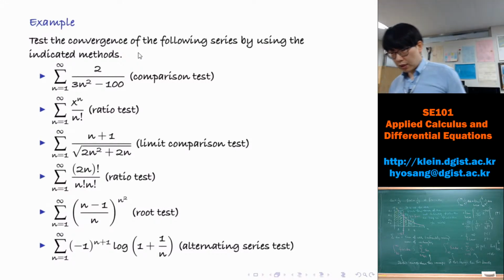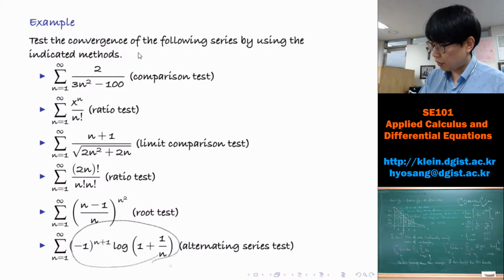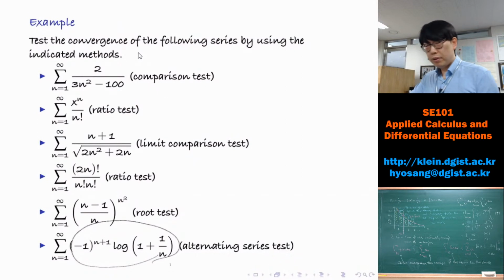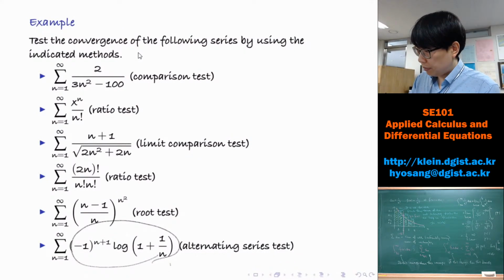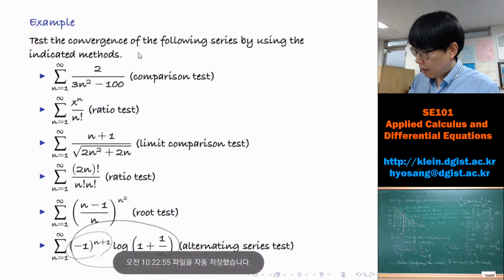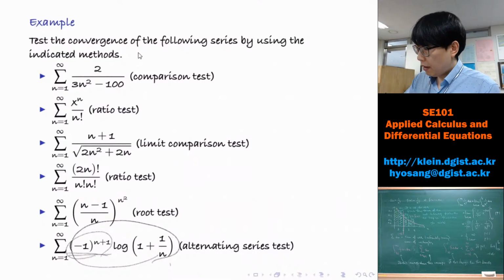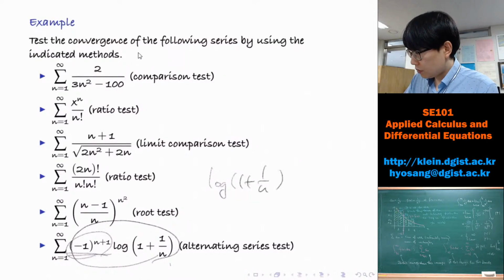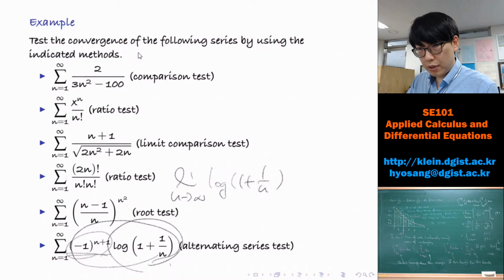So here's an example. If you're looking at the last one, log of 1 plus 1 over n. So this is an alternating series test because we have an alternating sign. And let's try to look at the limit of this absolute value part.